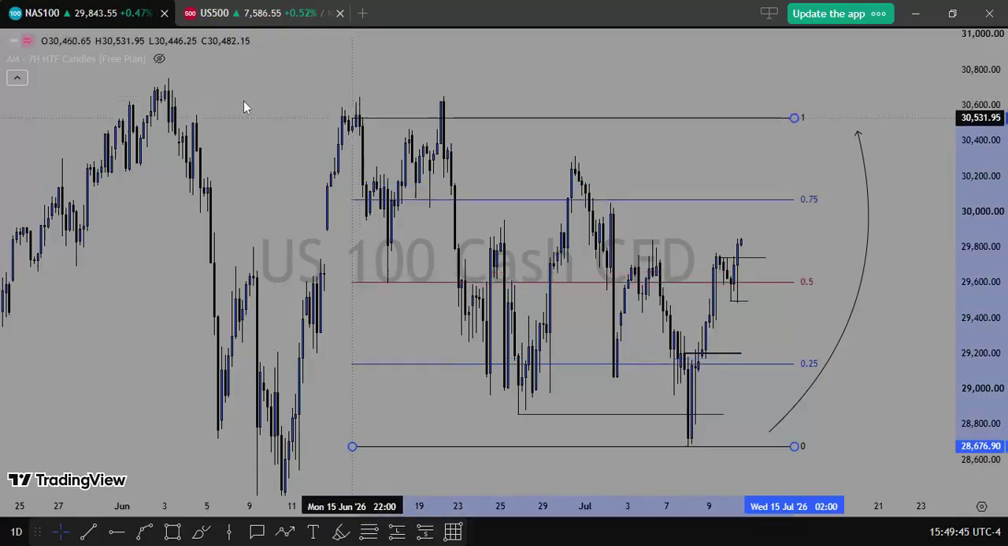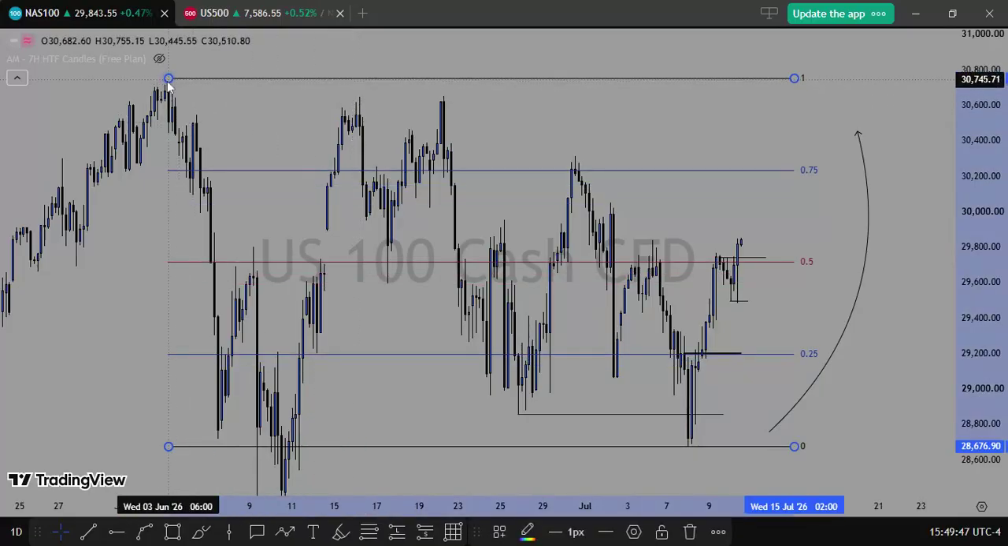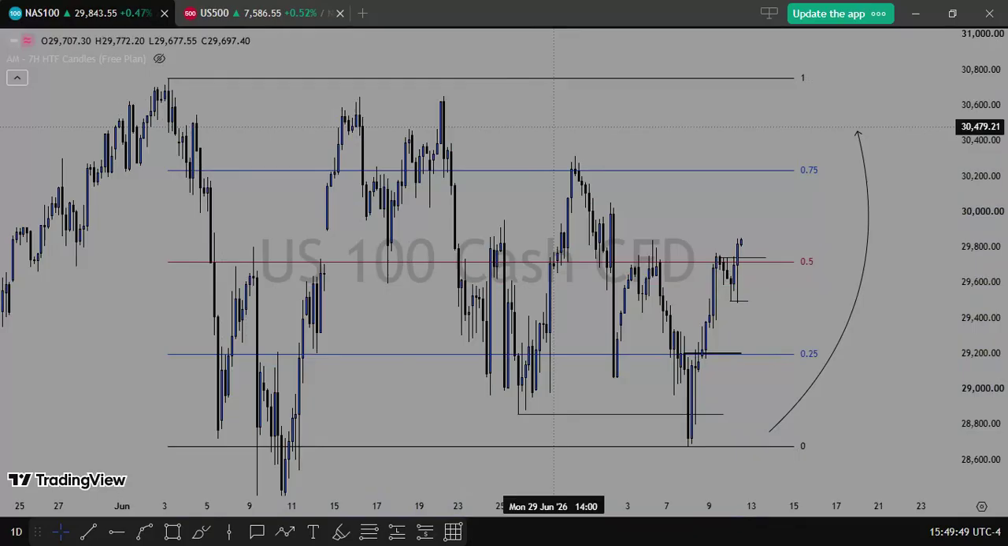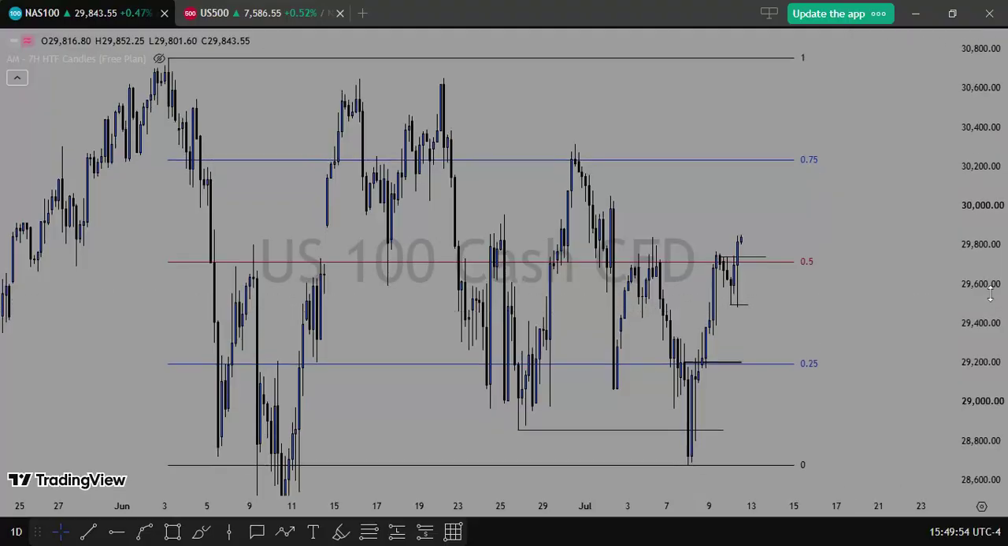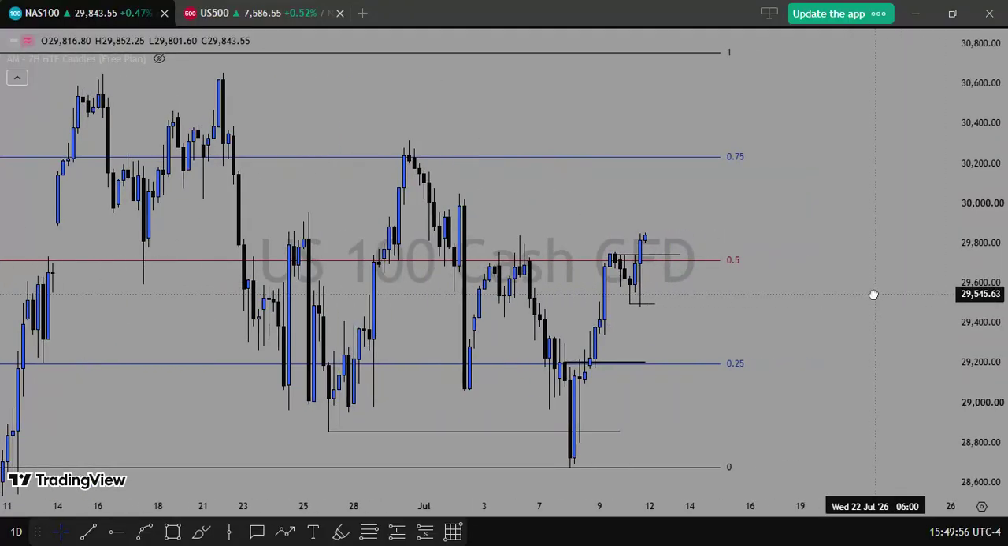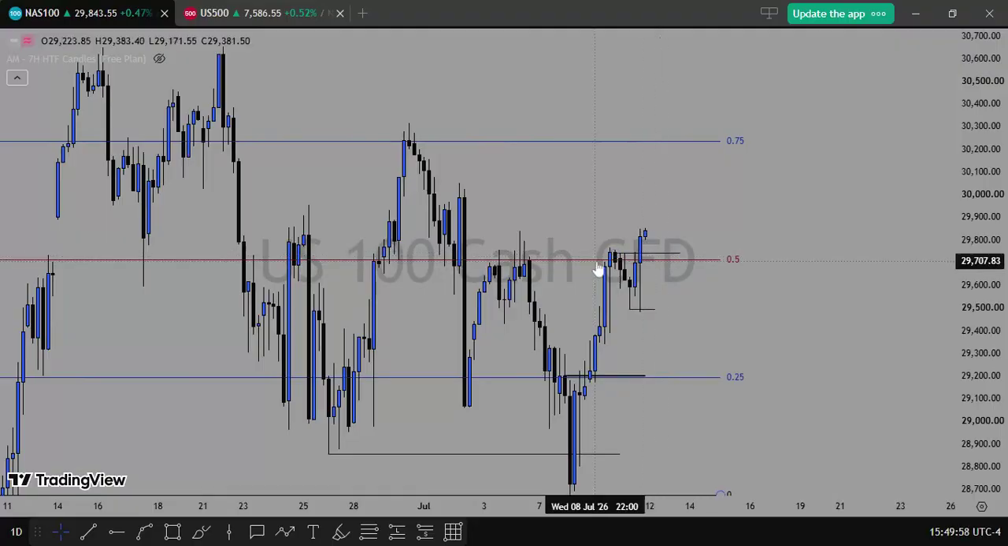But I'm looking at the all-time highs as the ultimate target. That is a very clear way to look at the market. As you can see, last week when we closed, we had already closed above this series of down close candles.